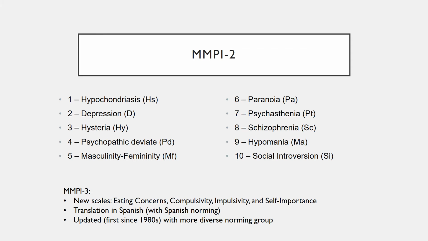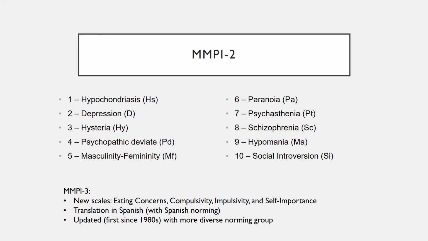Someone would get an output score for each of these scales, and then there's what's known as a normal level and a clinical level. If you fall into the clinical level on any of these scales, that tells the clinician they need to do some further diagnostic work to see what might be going on. In 2020, they came out with the MMPI-3. It just came out this fall, actually, pretty recently.